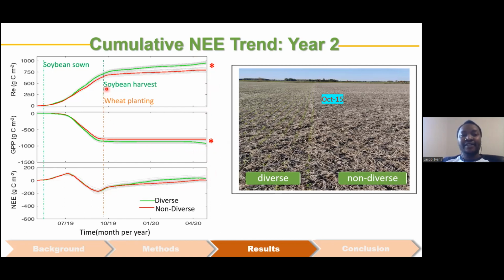Again, after soybean harvest, we had wheat planting, and this increased GPP uptake in the diverse field, accompanied also by an increase in the respiration in the diverse field. And eventually, again, we do not see a difference in the net. This is also a picture taken October 15th, after soybean harvest, showing winter wheat beginning to emerge faintly in the diverse fields.